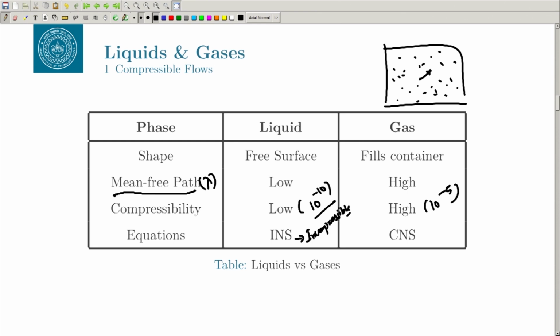And when you ignore the change in density, the things become simpler, and that is why we go for the incompressible Navier-Stokes equation. In the case of gas, we do not have that luxury, especially if the speed is higher than a certain value, and in those cases we have to go for the compressible Navier-Stokes.